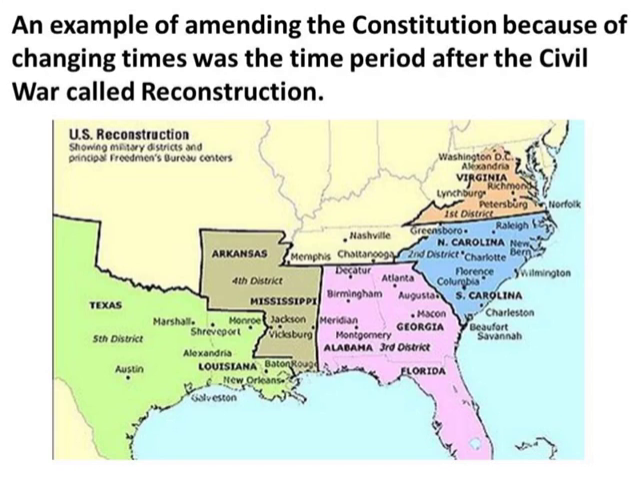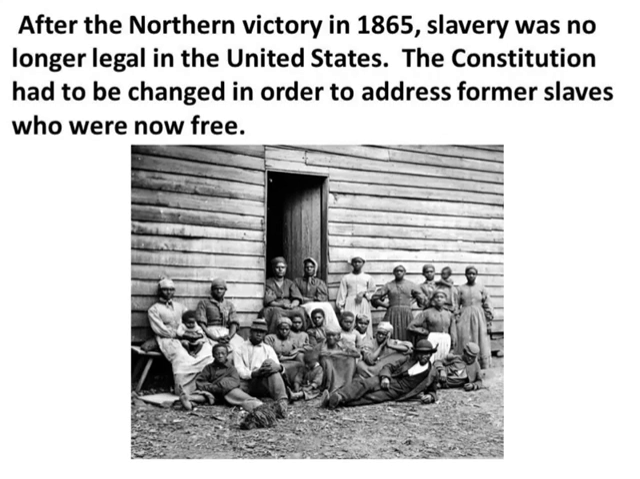An example of amending the Constitution because of changing times was the time period after the Civil War called Reconstruction. After the Northern victory in 1865, slavery was no longer legal in the United States. The Constitution had to be changed in order to address former slaves who are now free.